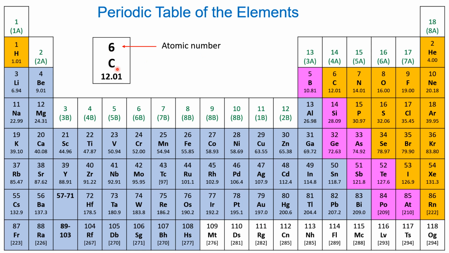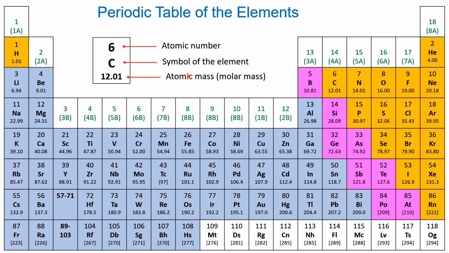And this is the symbol of the element, carbon. And this number under the symbol is called atomic mass. It's also molar mass. This is a very important number because you need this to calculate the molar mass of a compound and for the mole calculation, and it's used a lot in stoichiometry calculations. Okay, and you can see the number above each column is the group number.